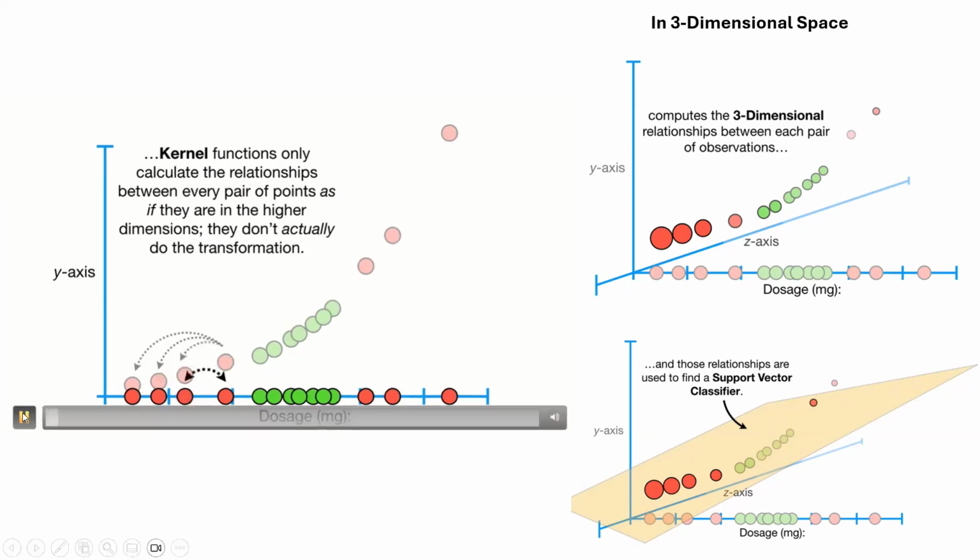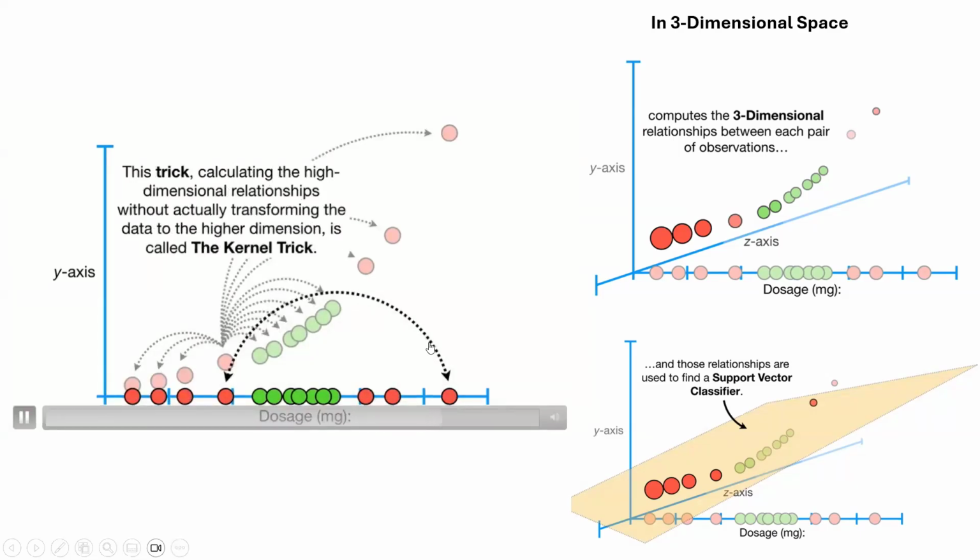If you look at this particular animation, you will understand. In the original dimensions, it is calculating the similarities between different points, which is equal to calculating the similarities in the higher dimensional spaces. Technically, to keep it simple, we are not actually going to higher dimensions, but we are mimicking the similarity calculation in higher dimensions by using the kernel trick. This trick, calculating the higher dimensional relationship without actually transforming the data to higher dimensions, is called the kernel trick.